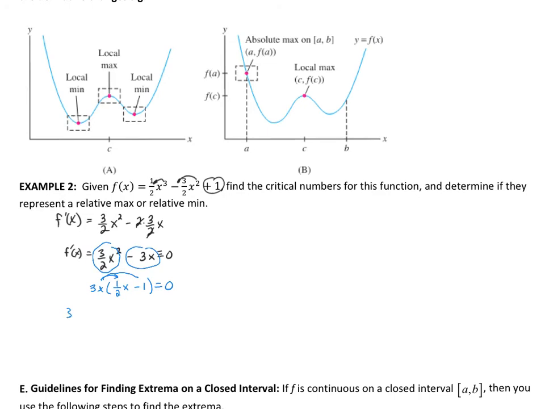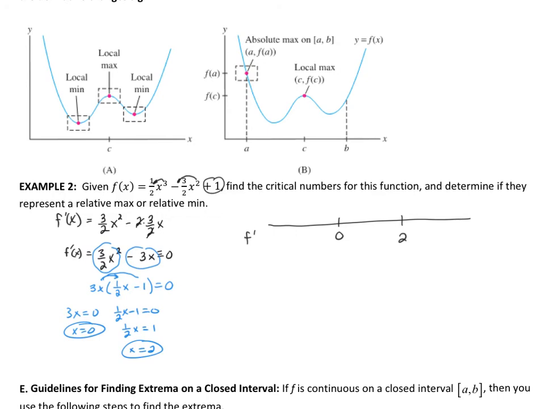So we have either 3x equals 0, which means x equals 0, or we have 1/2 of x minus 1 equals 0, which means 1/2 of x equals 1, which means x equals 2. So we just have two critical numbers, and we can set up our sign chart. So let's do that with a 0 and a 2. Remember, we have to list these in ascending order. And I'm going to make a little note that we're looking at f prime here.